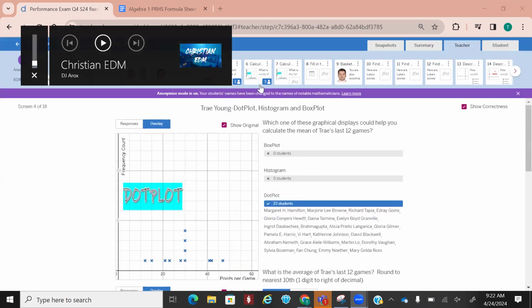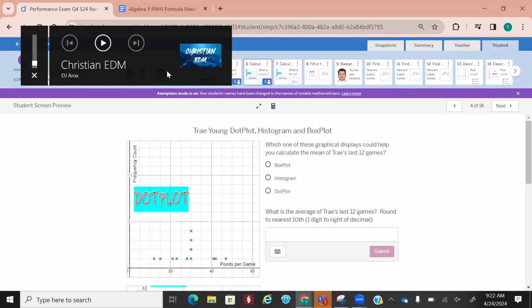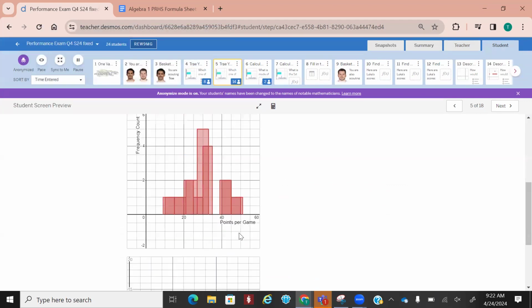What is the average of his last 12 games? That means you're going to find the mean, so you're going to add them up. If you click on the X's, they tell you what number it is. Go ahead and find the mean. All right, majority of y'all said it was 29.1. Cool. Good job. On the next one, which one of these graphical displays lets you easily identify the median? Not dot plot, box plot. Okay, and then go ahead and find the median of Trae's last 12 games.